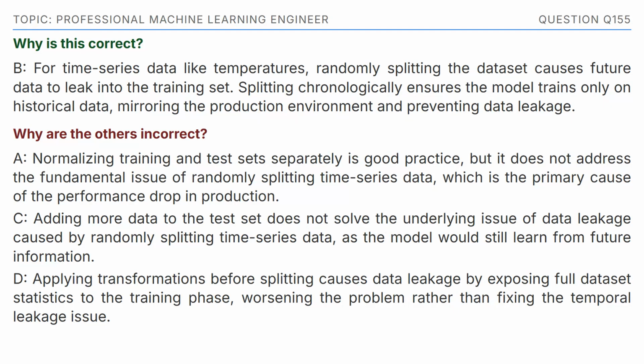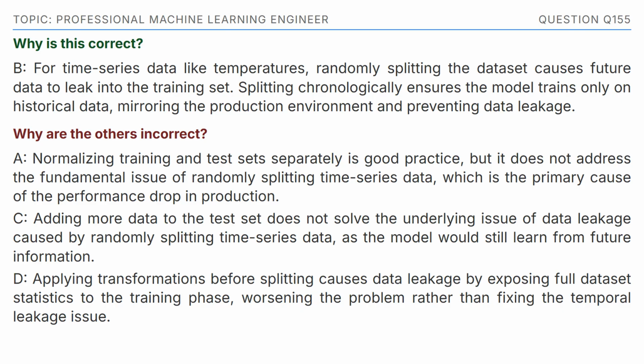Why is this correct? B. For time series data like temperatures, randomly splitting the dataset causes future data to leak into the training set. Splitting chronologically ensures the model trains only on historical data, mirroring the production environment and preventing data leakage.